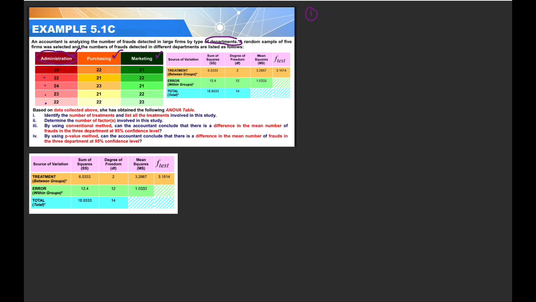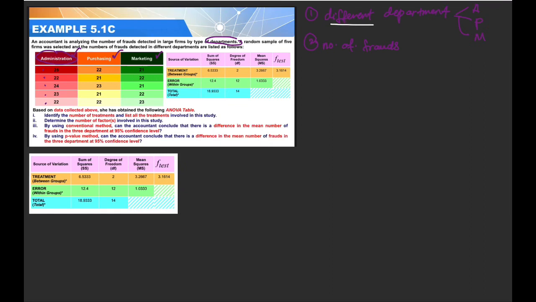First is different departments, where the departments are administration, purchasing, and marketing, and then you have the number of fraud. Adakah different department memberi number of fraud yang berbeza? Adakah number of fraud ini bergantung kepada different department? Okay, itu dia punya konsep.